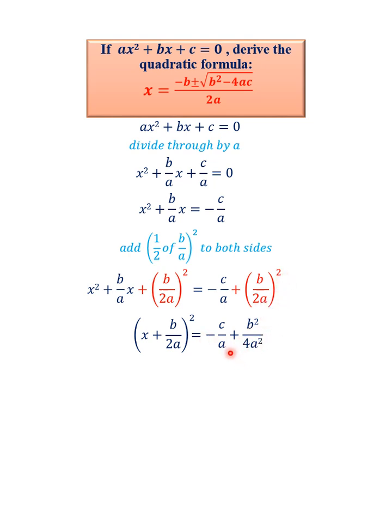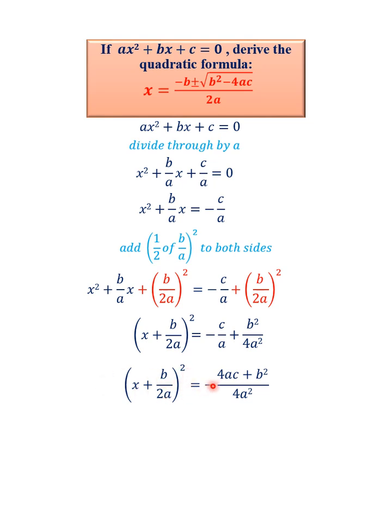From here, we are going to take away this square so that we'll be left with only x plus b all over 2a. Remember, we are trying to make x subject of formula. To take away this square, we need to take the square roots of both sides. So if we take the square roots of the left hand side, the square root will cancel out the square and we'll be left with x plus b all over 2a. And of course, we take the square root of the right hand side.